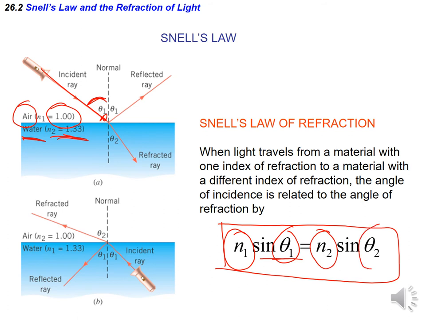Sine theta 2, the theta 2 there is the angle of refraction. Again, N1 is the index of refraction of the first medium. Sine theta 1 is the sine of the angle of incidence. N2 is the index of refraction of the second medium. And sine theta 2 is the sine of the angle of refraction.